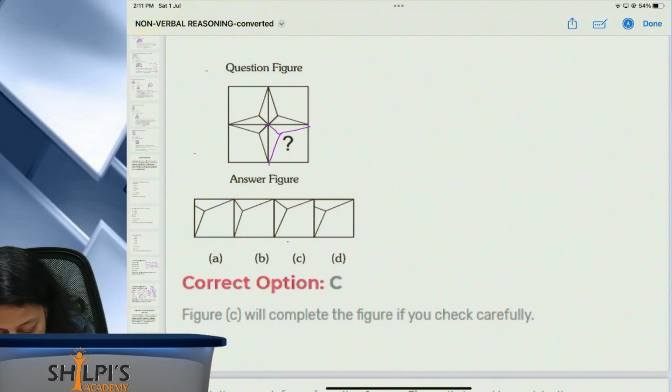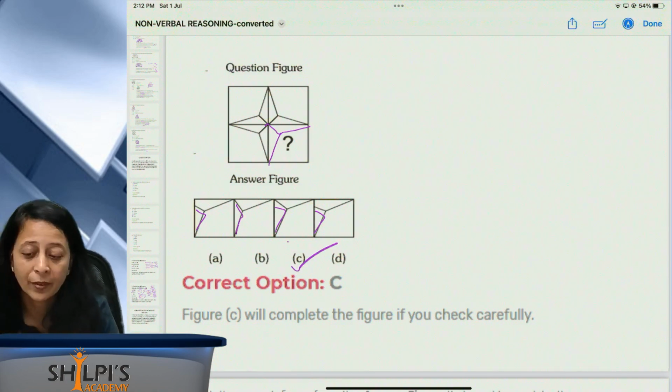Actually everything looks similar, but there is some small difference here, this difference, this difference, this difference, this difference. So if you observe it perfectly, okay, here you get the option is C. Okay, so you have to be very careful, students.